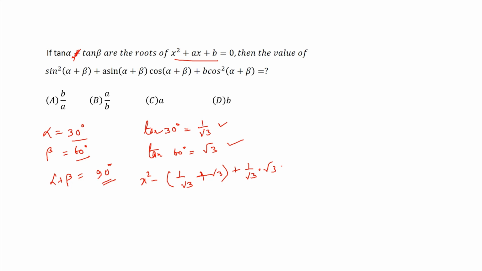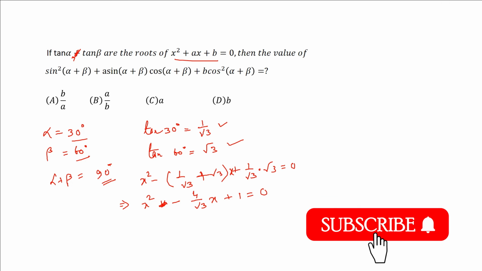So we get x square minus 4 by root 3 into x plus 1 equal to 0. We get this equation. So comparing these two equations, that is x square plus ax plus b equal to 0 and x square minus 4 by root 3 into x plus 1 equal to 0, we get a equal to minus 4 by root 3 and b equal to 1.